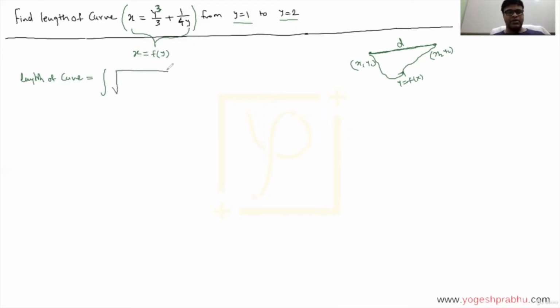The formula is like this. There is a big square root, and the formula is 1 plus, when you have x as a function of y, dy by dx the whole, oh no, it's the other way around. It is dx by dy the whole square. I remember it like this: when you have dy in the denominator, there'll be a dy outside, and those will be the limits. So the limits will be from y1 to y2. That's the formula to find the length of a curve.